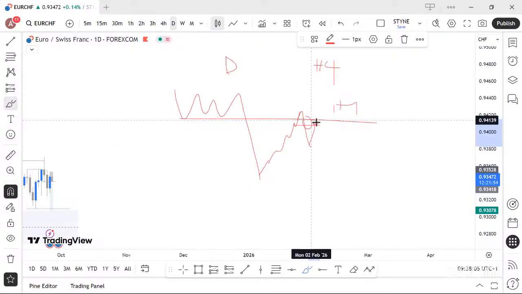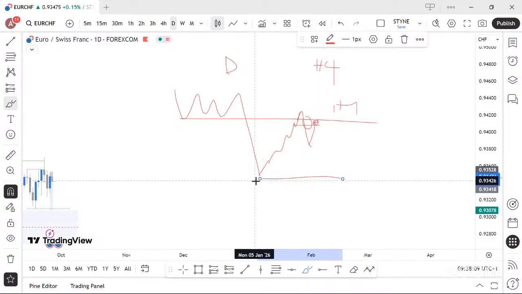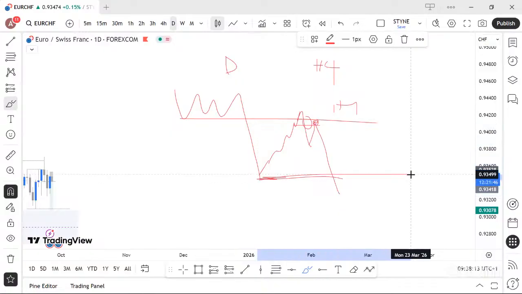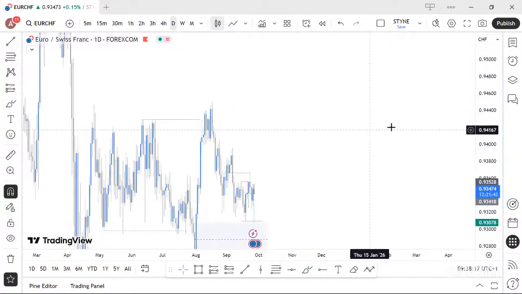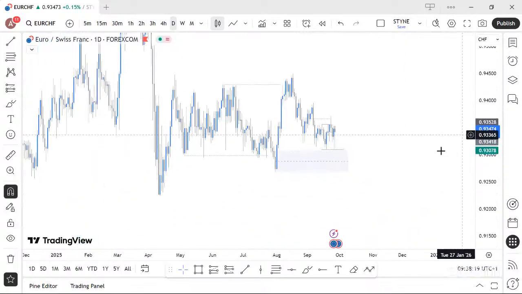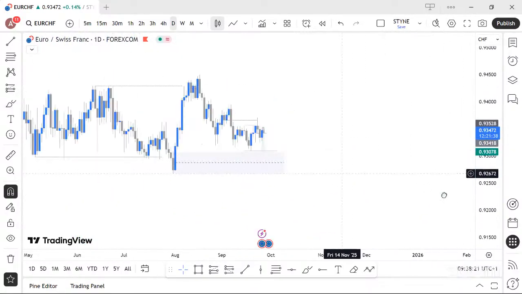Now, what will you target when you come back here? You just target that low, that daily low that started the retracement, okay? So you can go from there to this low, and then you are done with that trade idea. Is that okay? I hope it's making sense.